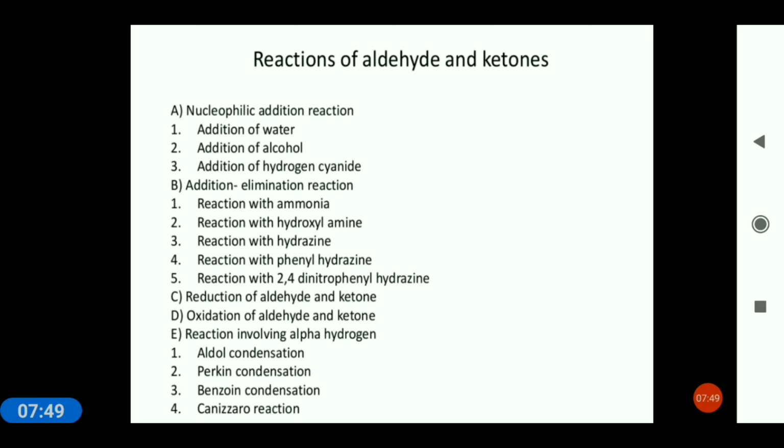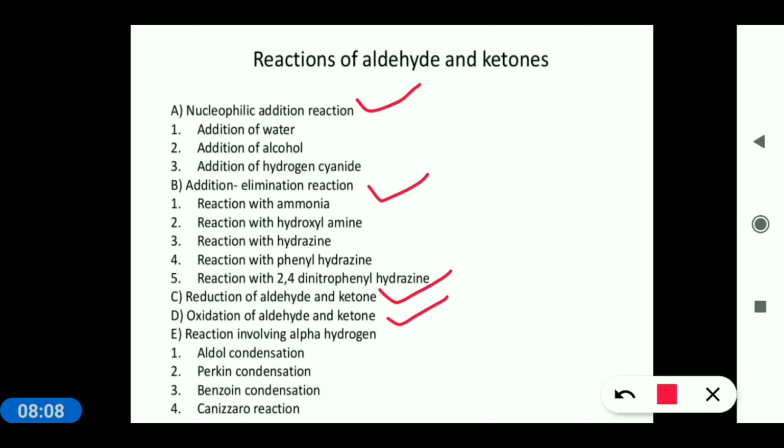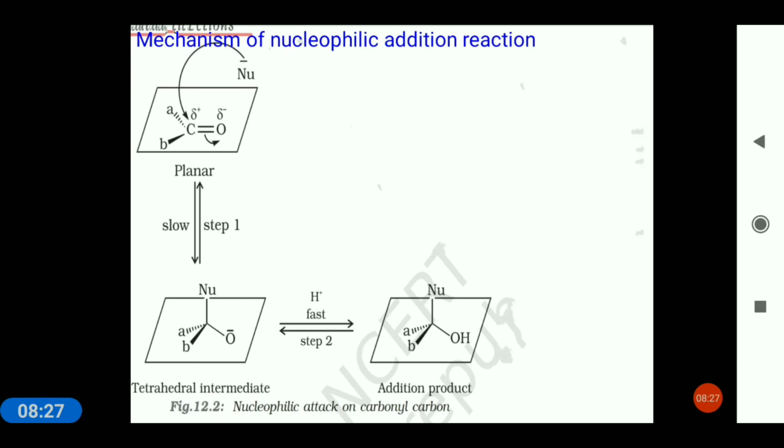Now, reactions of aldehydes and ketones. We have to see the different reactions of aldehydes and ketones, in which the first is the nucleophilic addition reaction. Addition or elimination reaction means addition followed by elimination. Then reduction of aldehydes and ketones, oxidation of aldehydes and ketones, and a few reactions which involve the alpha hydrogen. These are the 5 main categories. But before going through the reactions or the chemical properties, first we will compare the reactivity of aldehydes and ketones.